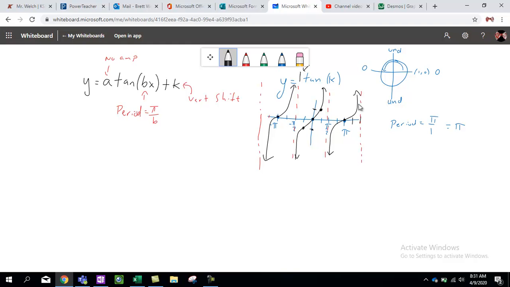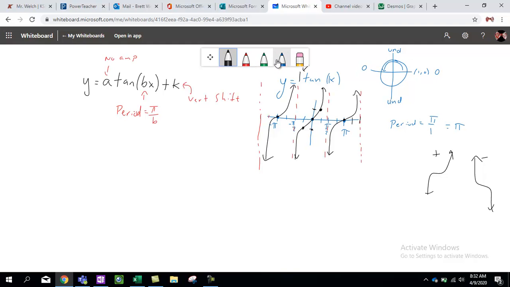By the way, if it was negative, this would just be flipped upside down. Instead of going up to the right, that's positive. A negative tangent would just trend that way. But the asymptotes would be the same, all of that same information.